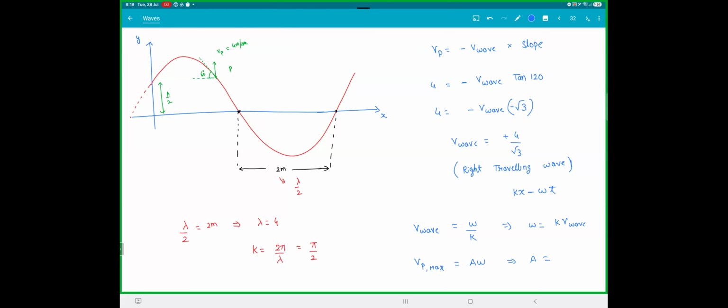Please have a look at this. This formula is really important. V particle is minus V wave into slope. Most ignored formula. People don't remember that, but it's quite useful to find the particle speed and wave speed relation. Now, when it comes to the phase angle, this is the most common mistake. People see, oh, it is at A by 2, so 30 degrees, pi by 6, and that's when you get trapped. So if the particle is at A by 2, is the phase angle always 30 degrees?